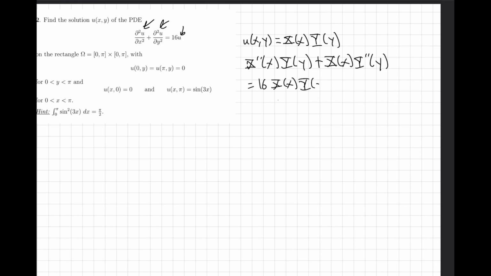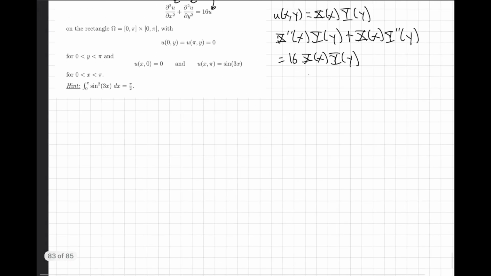And this u over here is all going to be equal to 16 times X of x times Y of y. Now something cool that we can do when we use separation of variables is divide by X of x times Y of y on both sides. And the reason that we're able to do that is because we want X of x multiplied by Y of y to not equal 0. If it was 0, that'd just be a trivial solution, and all of those get superposed in anyways. So we're going for non-trivial solutions, so we can go ahead and divide by X of x and Y of y.